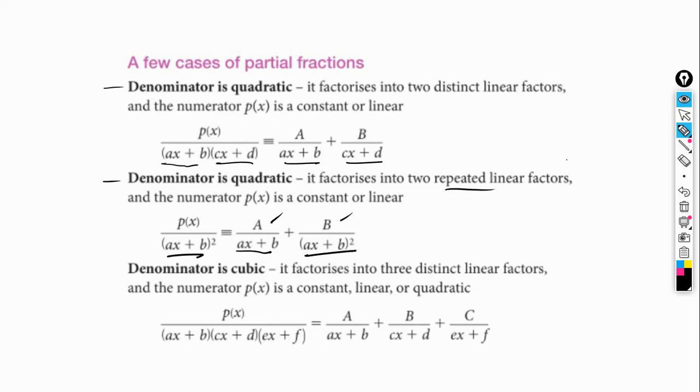And finally, we have another case where the denominator is cubic and it factorizes into three distinct linear factors. Also, in every case, the numerator is either constant, linear, or quadratic. So notice that this one we would split into three fractions, and we would have to solve for A, B, and C.